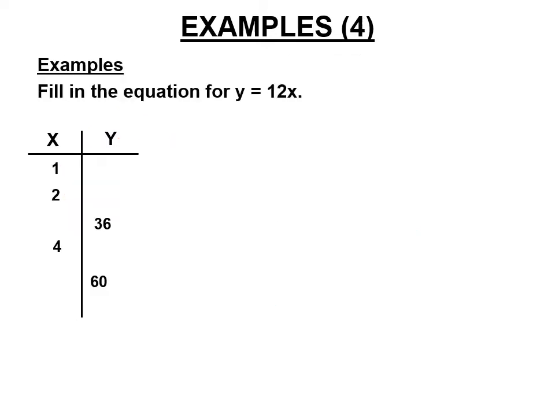Fill in the equation for y equals 12x. Well, if x is 1, y is 12. So what's 2 times 12? 24. What times, right, so what times 12 equals 36? Well, clearly 3. 4 times 12 is 48. And what made 60? 5 made 60. Now, I made a nice pattern there, 1, 2, 3, 4, 5, but that's not necessarily so. So make sure you check what's going on there.